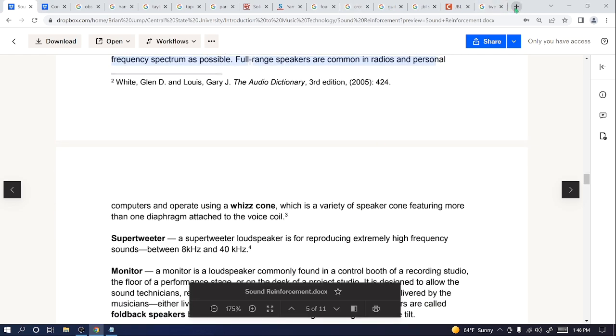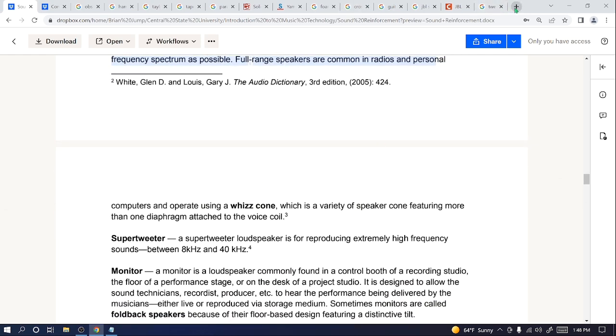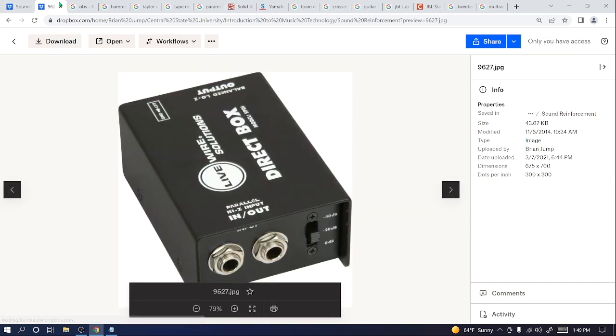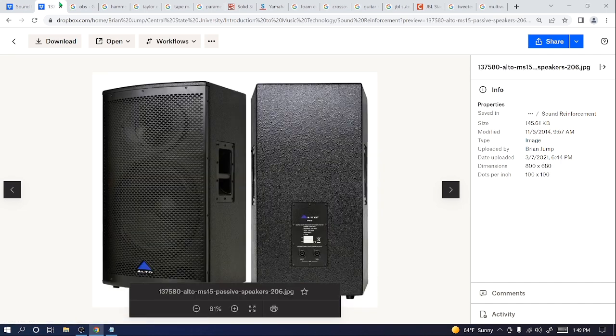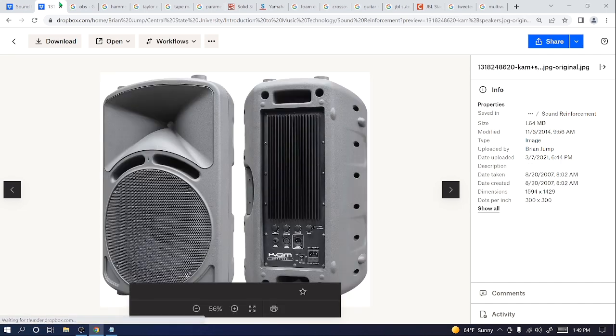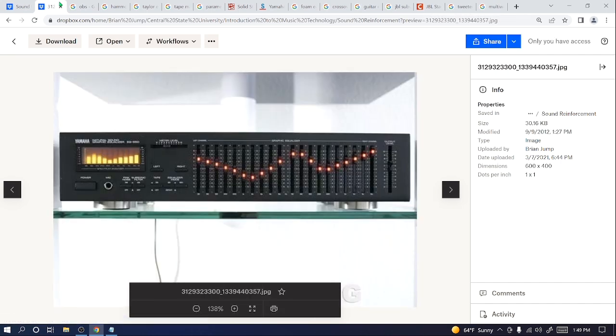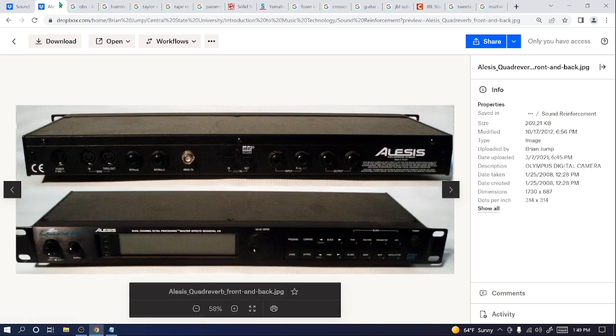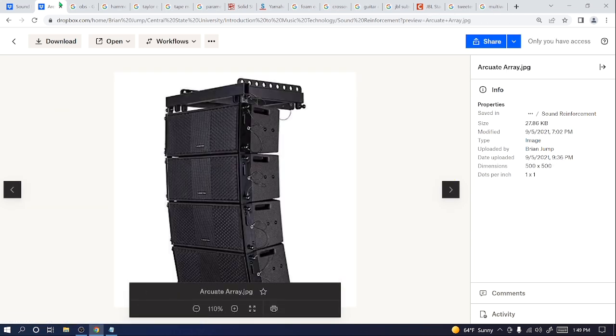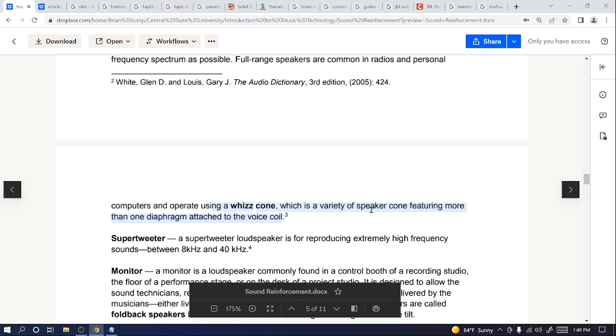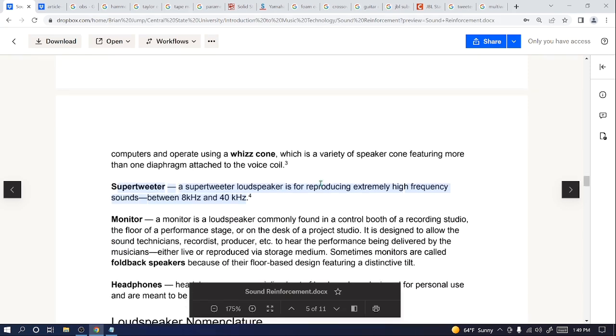Yeah, well, there's a good chance that Bluetooth speakers have multi-way stuff inside them. It's essentially a compound speaker cone. I'm failing to show you a picture of it, but you can imagine a speaker cone that has another little speaker cone built into it. That's a multi-way speaker. Here we go. That's its specialized name. A variety of speaker cones, more than one diaphragm attached to the voice coil. More than one diaphragm. Okay, super tweeter, ultra high end, extremely high frequencies.